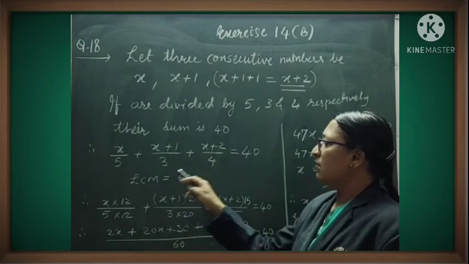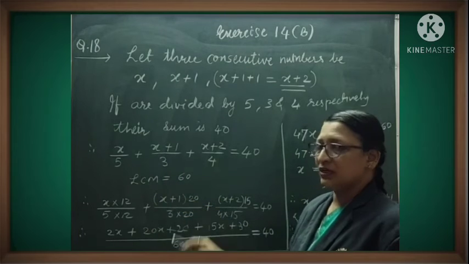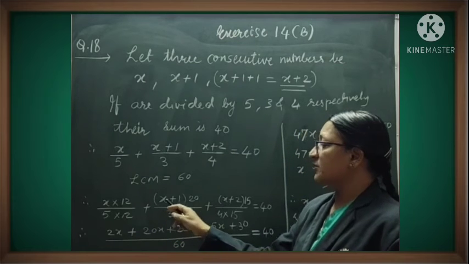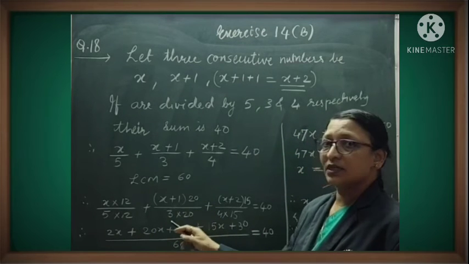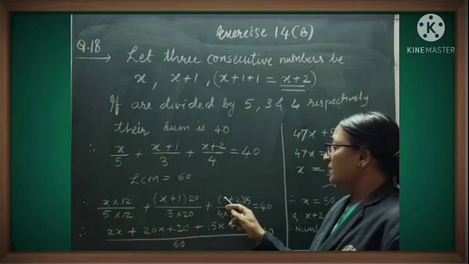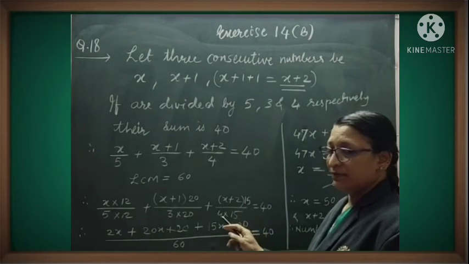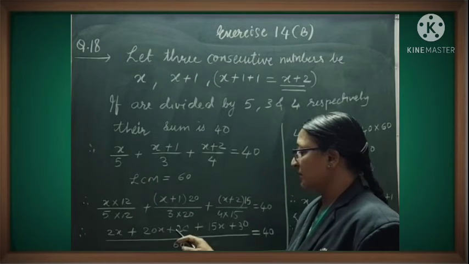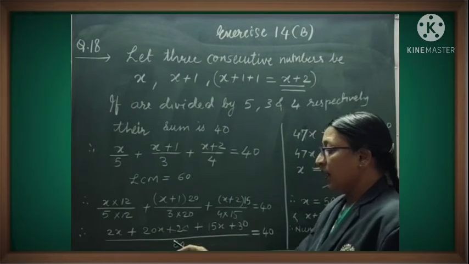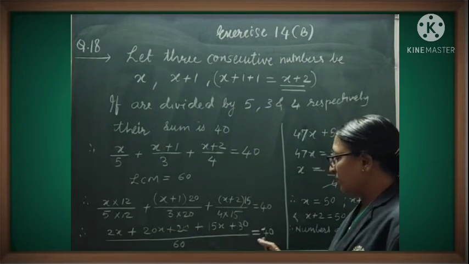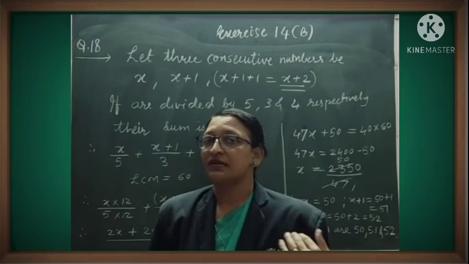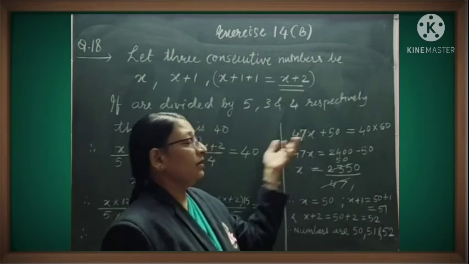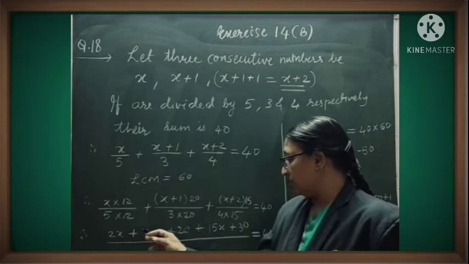Here we find the LCM of all the 3 numbers, which is 60. x multiplied by 12 upon 5 multiplied by 12, plus (x plus 1) multiplied by 20 upon 3 multiplied by 20, plus (x plus 2) multiplied by 15 upon 4 multiplied by 15. So the numerators are 12x plus 20x plus 20 plus 15x plus 30 upon 60 equals 40.